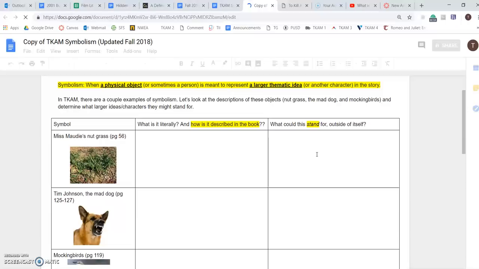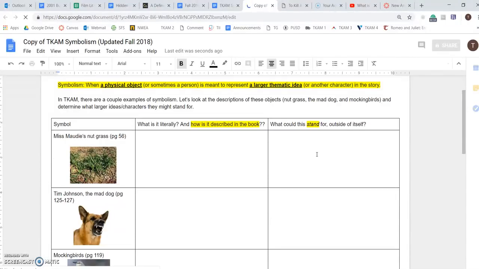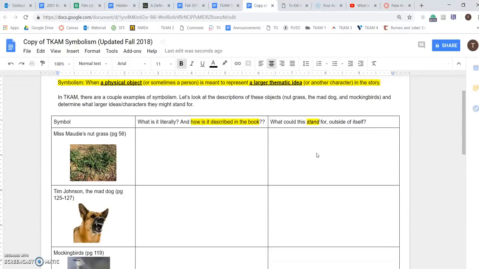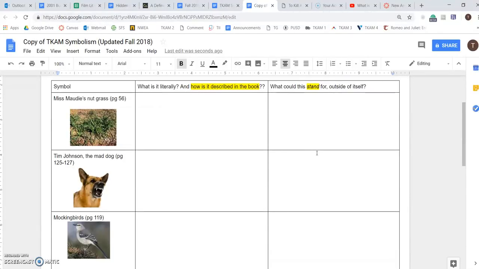So the 3 things we're going to be taking a look at between today and tomorrow, today on your own and tomorrow when we get back, are Miss Maudie's nutgrass, which you probably don't remember because it was just mentioned in passing, but it is actually symbolic. Tim Johnson, the mad dog, from chapter 10, where Atticus shoots the dog in the street, and then mockingbirds, which we've talked a little bit about, but that'll become more and more relevant in the next few chapters.